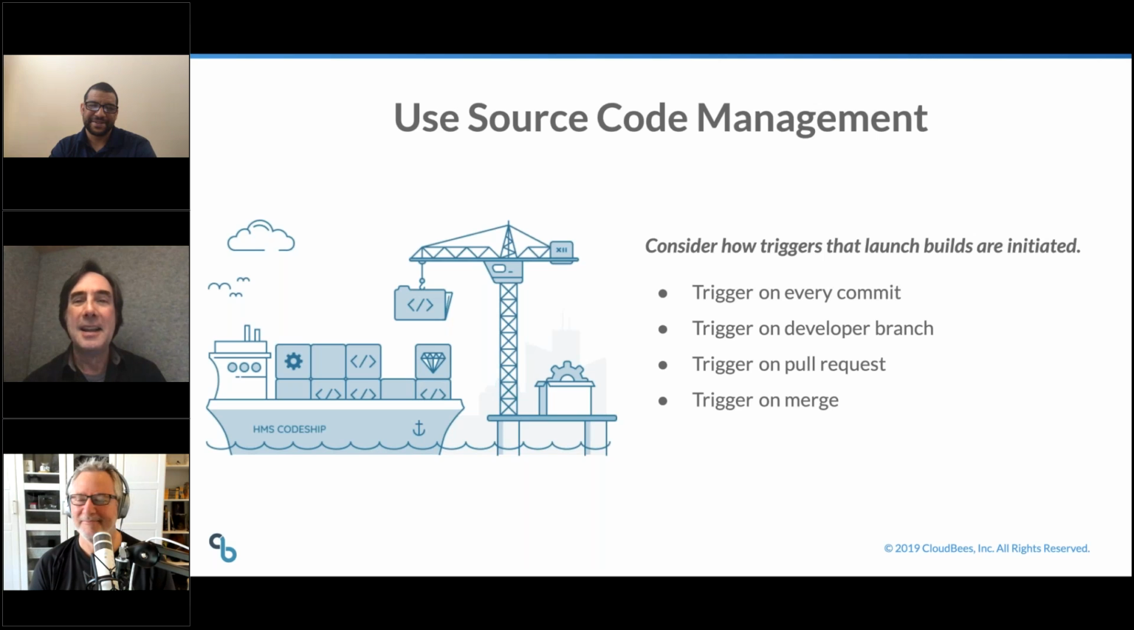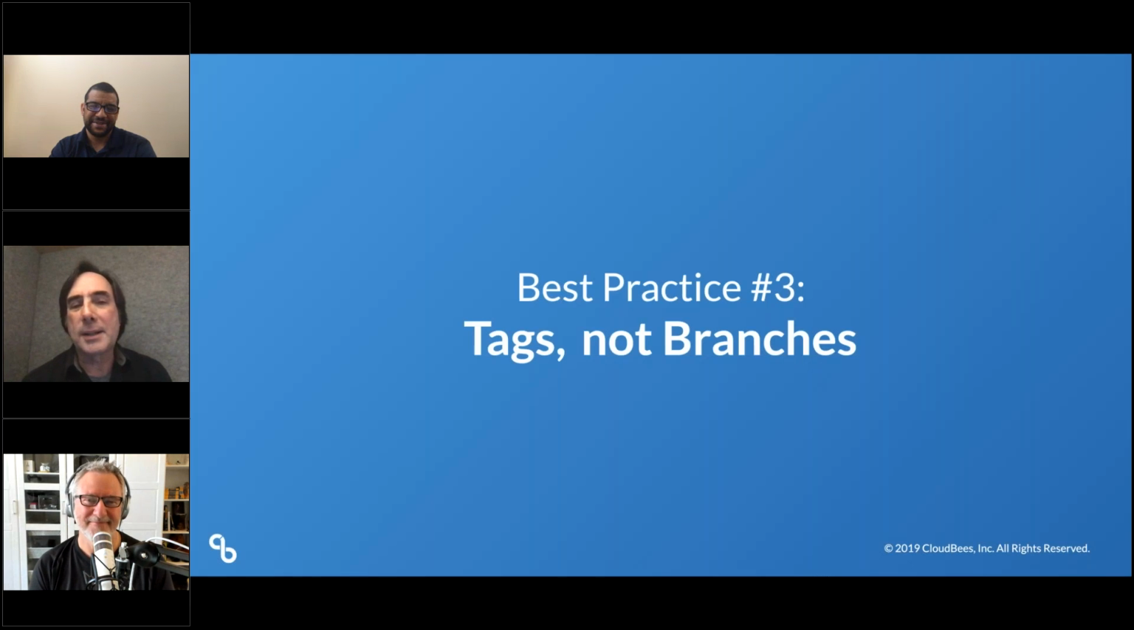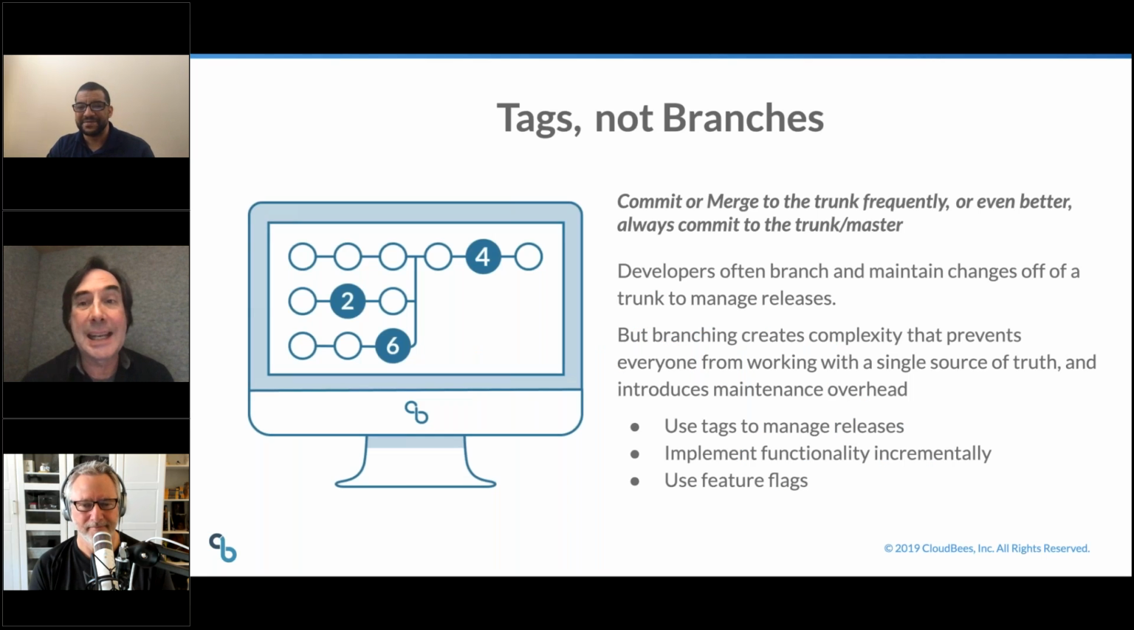No worries, thanks. So best practice number 3, again related to your source code management system, is the notion of tags instead of branches. Again, this is an ideal. You may not be able to achieve this based on your tools and how they work, but the idea is you want to commit and/or merge, if you have pull requests, to the trunk frequently. Ideally, you always commit to the trunk or the master branch, whatever your tool calls it.